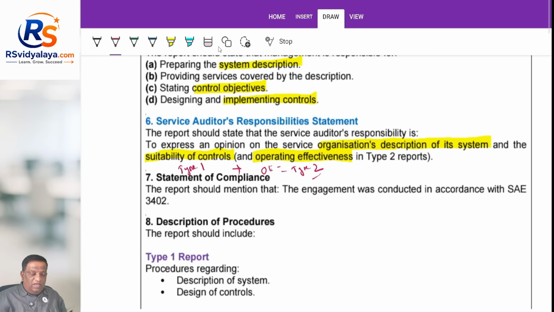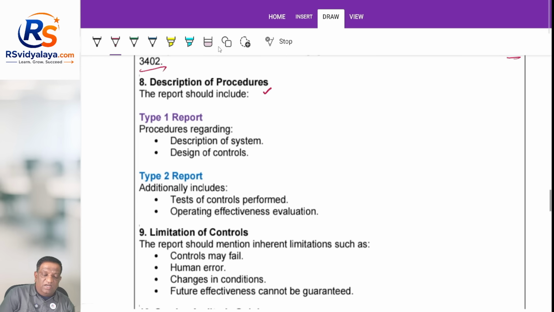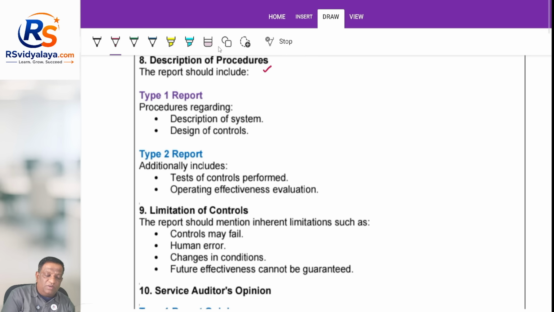That's all. And then the statement of compliance. The auditor should give a statement that they have complied with SAE 3402. Whatever the ICI is suggesting, they must confirm that they are complying with that. And then the description of procedures. Whatever procedures they have performed, they must describe them. And what are the procedures they would have performed? That again would depend on type 1 and type 2.